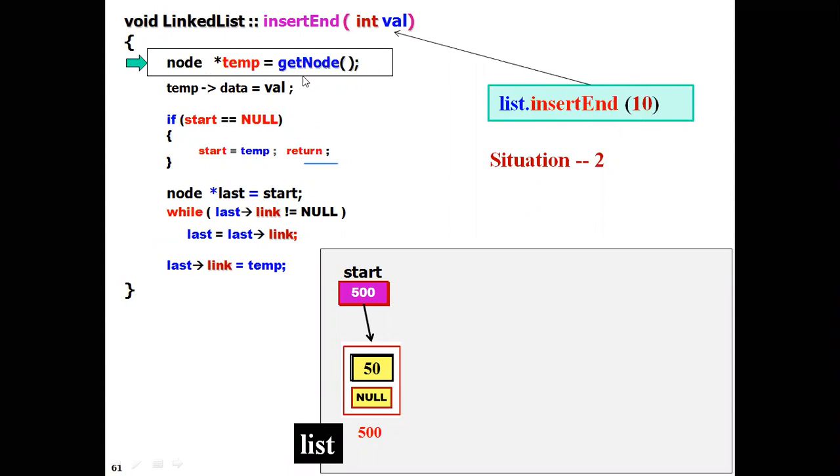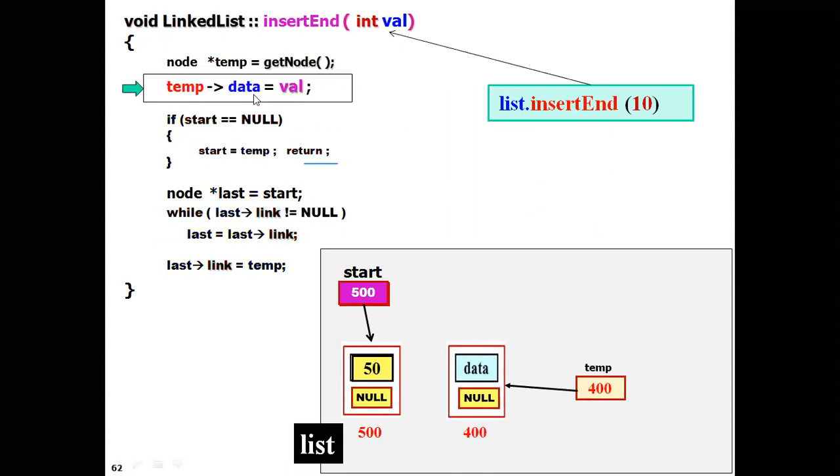So you'll come to the first line: create a node, a new node. The new node will be constructed, suppose at address 400, so temp is 400. Then set the data part. What is the data part? The value passed is 10, so the data part becomes 10.